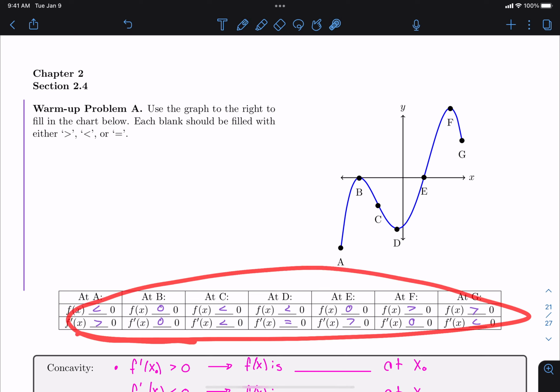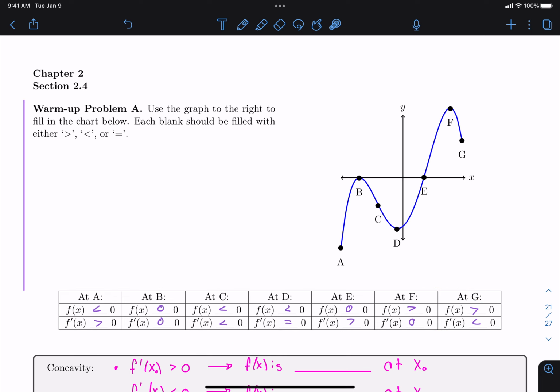The signs of these numbers may have nothing to do with one another, okay? We can be positive and negative. We can be negative and positive. We can be negative, negative, or positive, positive, whatever.